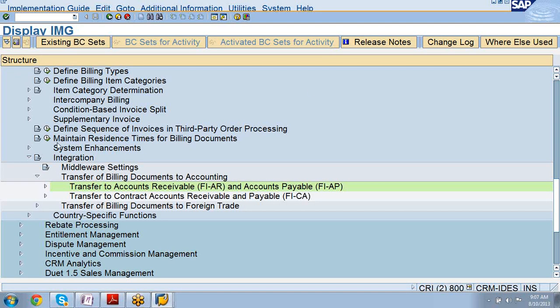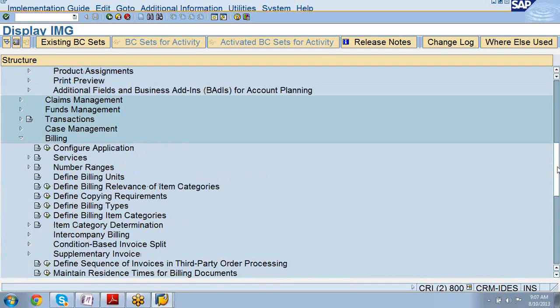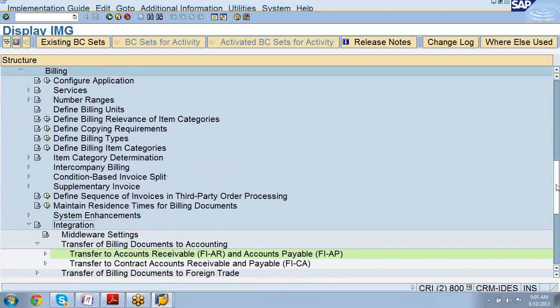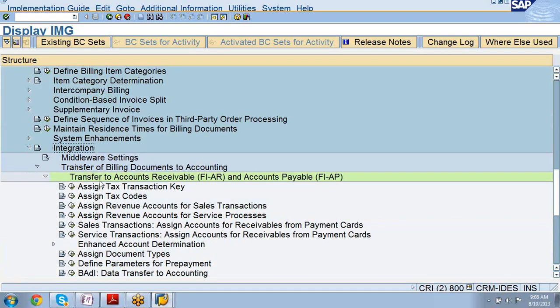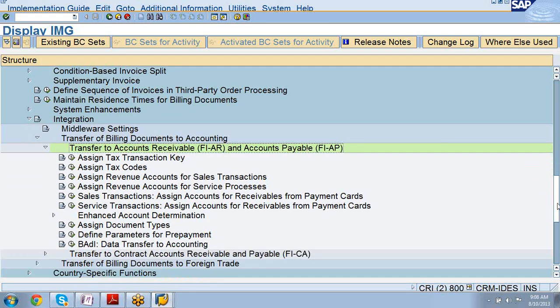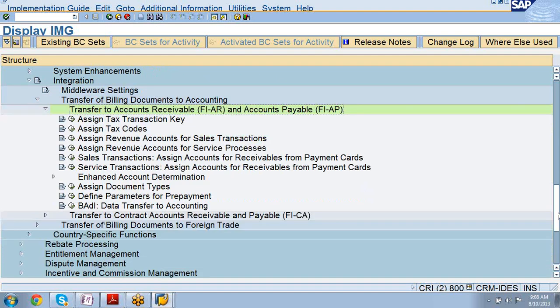Okay, so this is the path: billing, integration, transfer of billing documents to accounting, then transfer to account receivable, FI-AR, and account payable. So this difference only will give you the profit ratios in the COPA module. COPA is called controlling and profitability analysis.